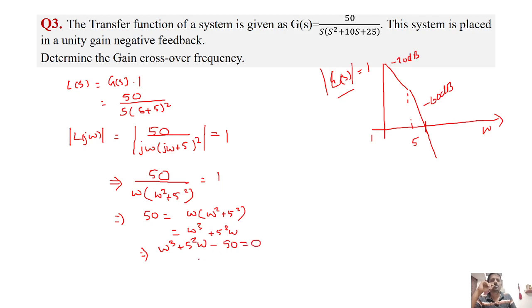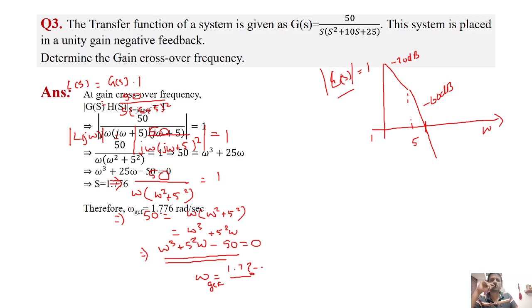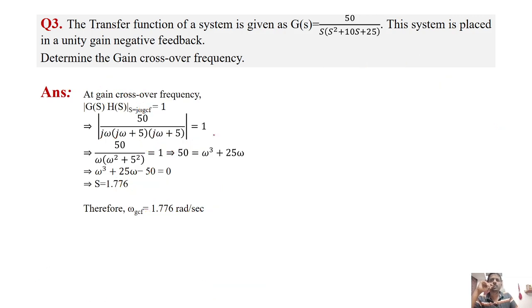So we just need to solve this equation. We will get 3 values. Take the positive value. Okay, so that is the gain crossover frequency. So we'll get 1.7 something. Okay, so let me check what is the value. So you'll get 1.776 radians per second. So that is the gain crossover frequency.